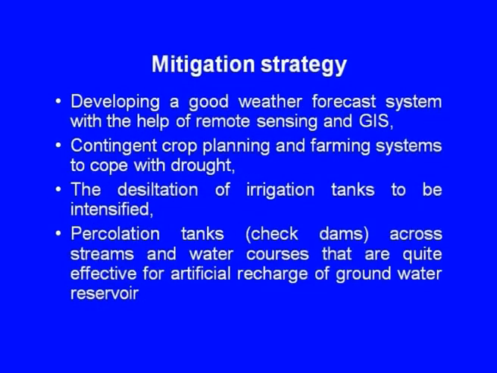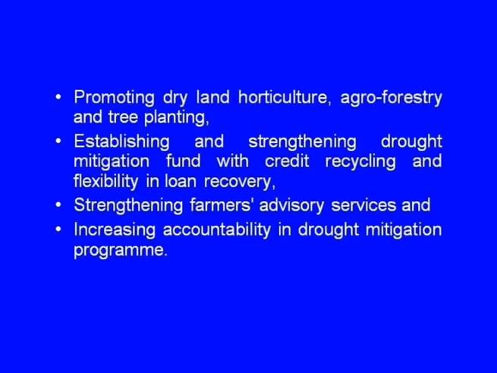A good mitigation strategy should involve developing a good weather forecasting system with the help of remote sensing and GIS, contingent crop planning and farming systems to cope up with drought, desilting of irrigation tanks to be intensified, percolation tanks, that is with the help of check dams across streams and water courses that are quite effective for artificial recharge of groundwater reservoirs, promoting dry land horticulture, agroforestry and tree planting, establishing and strengthening drought mitigation fund with credit recycling and flexibility of loan recovery, strengthening farmers advisory services and increasing accountability in drought mitigation programs.